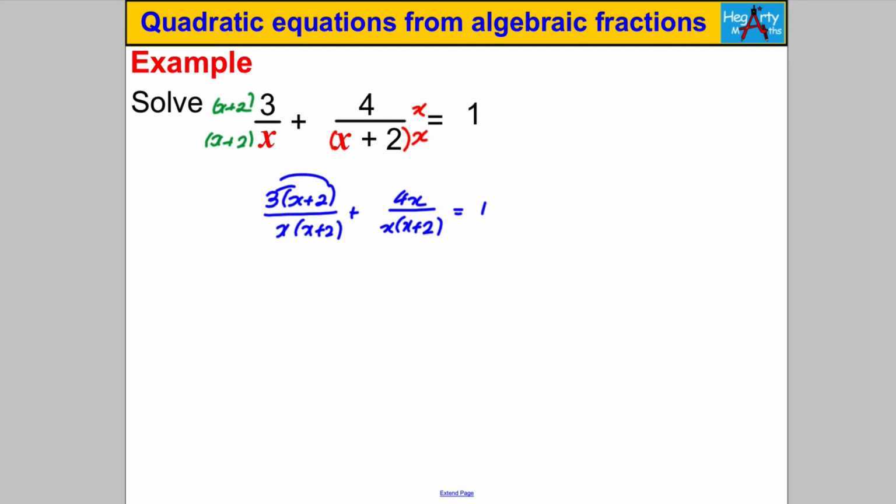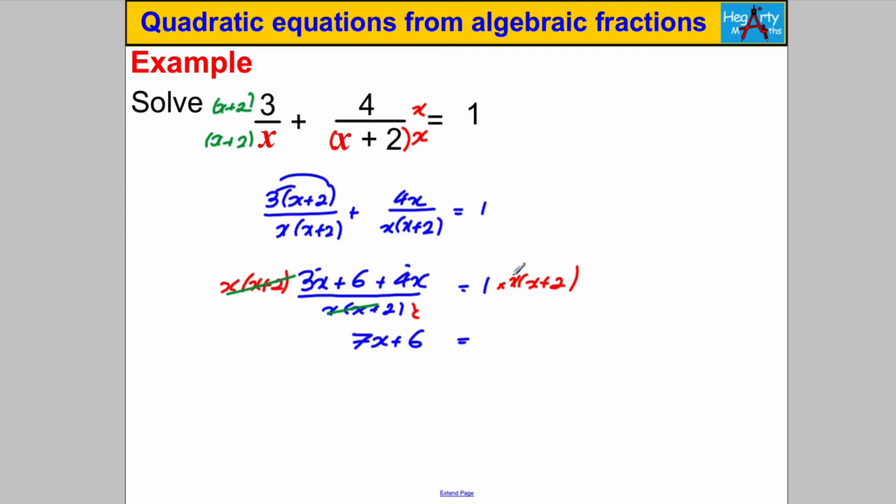I can times this out and add the fractions at the same time, so I get 3x add 6 add 4x all over x add 2 is equal to 1. Now I don't like this factor of x add 2 on the bottom, so I'm going to multiply both sides by x add 2 in order to cancel this, so they cancel like that. And by the way, 3x add 4x is 7x. So I get 7x add 6 left over, and that's going to equal x squared add 2x.